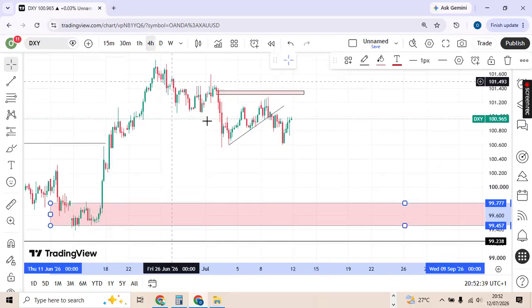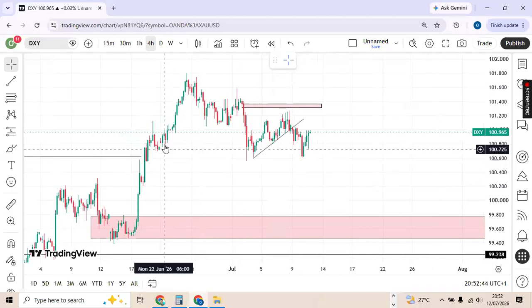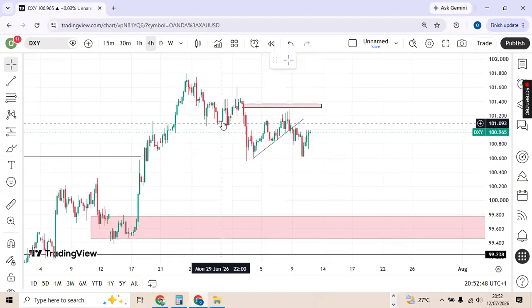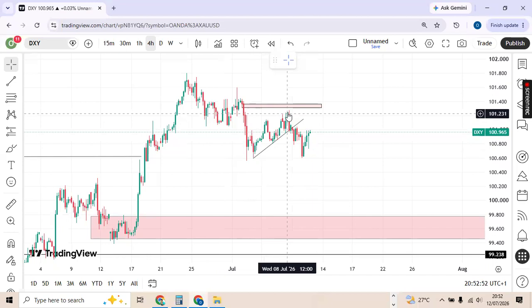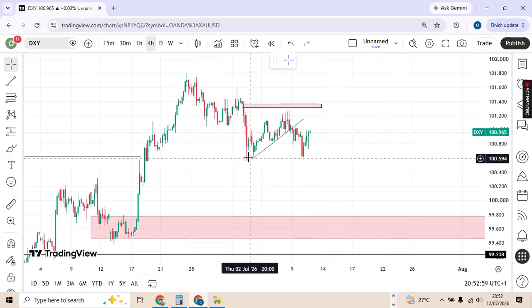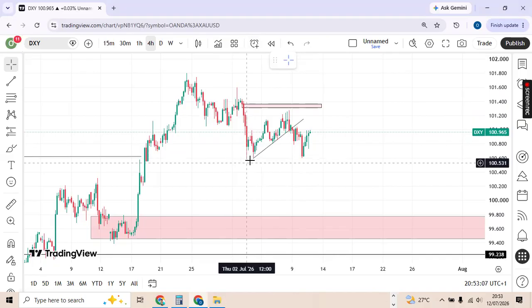Coming to the 4 hour time frame, we can see the market has been giving us a lower low, lower high, lower low, lower high. But if you pay close attention, you see that this low here was not able to break below this one.